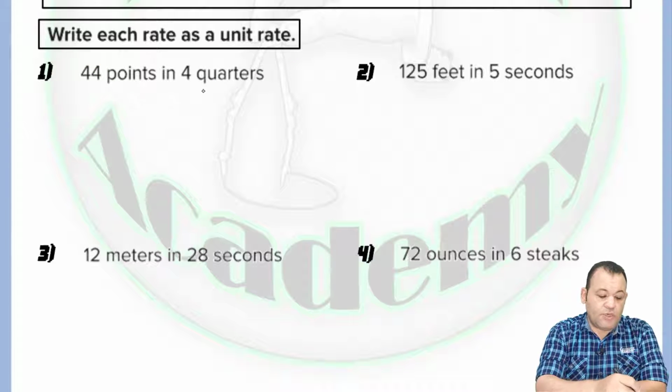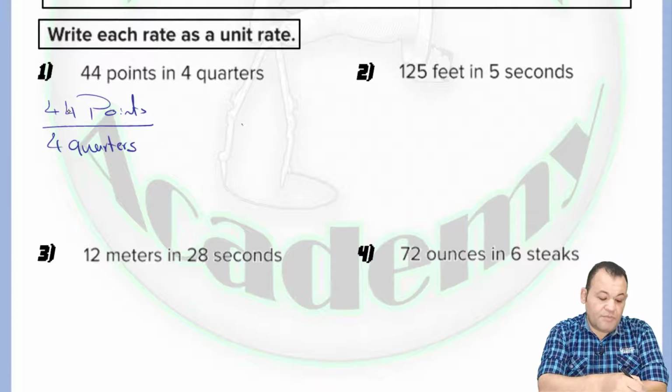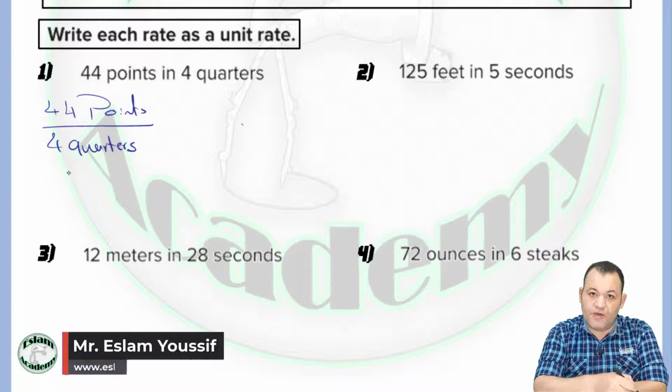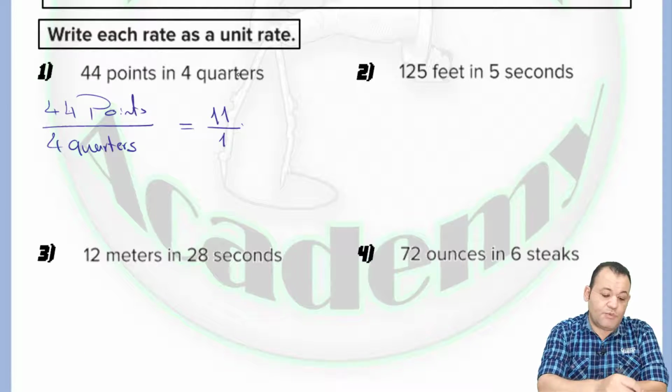We have 44 points in 4 quarters. It means we need to divide both of them and make the denominator equal 1. So we have here 44 points to 4 quarters. By simplifying, it means 44 divided by 4. If you divide both of them by 4, you will find that it will be 11 over 1. So we have here 11 over 1. That means we have 11 points per quarter.